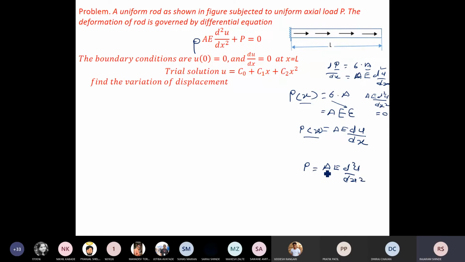Now when I take this term to the other side, it becomes negative, but I don't know what the sign is. It will come after the solution, okay. So you will get Ae d2u by dx square minus P, or it may be plus depending upon the direction of force, and you will get 0. This is your differential equation. So here it is a simple concept: force is equal to stress into area, and that equation is derived from that concept. Okay, have you got it?